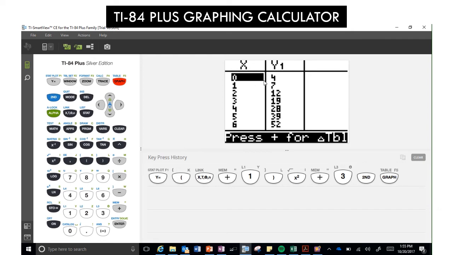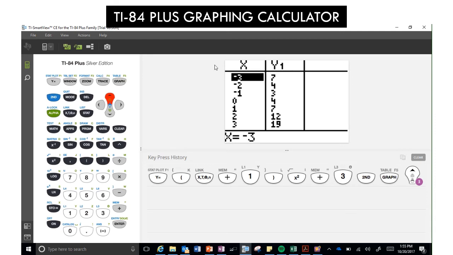Now we decided that we needed to start our X values at -3. So you want to arrow up until you can see -3. And then you can look at your Y values, and those are the ones that you want to copy down onto your table of values.